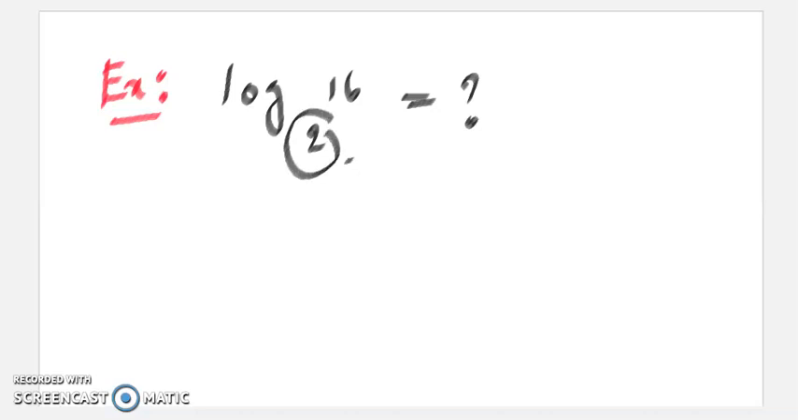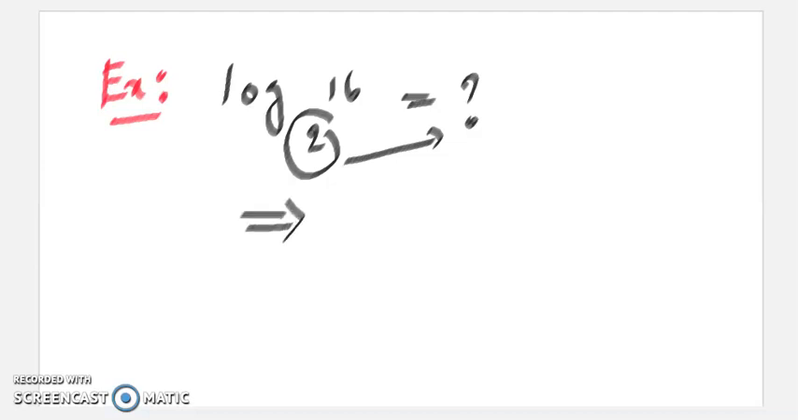Example 1. Log 16 base 2. What is the value of log 16 base 2? This logarithmic function must be written in exponential form. How are we going to write the exponential form of the logarithmic function? Here the base value becomes the base of the question mark, which is equal to the value 16.